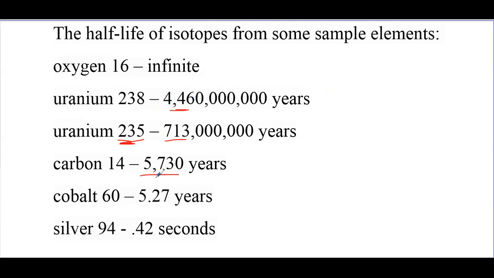Carbon-14, you have that in your bodies. Its half-life is about 6,000 years. And so that's often why I hear anything from, oh, carbon dating is only good for anywhere between 20 and 50,000 years. After that, there's just not enough carbon-14 available to actually detect how old something is. Silver-94, as you can see, it doesn't last very long.